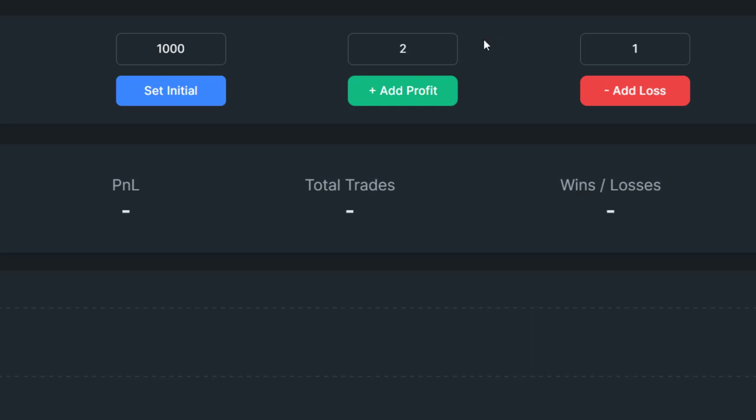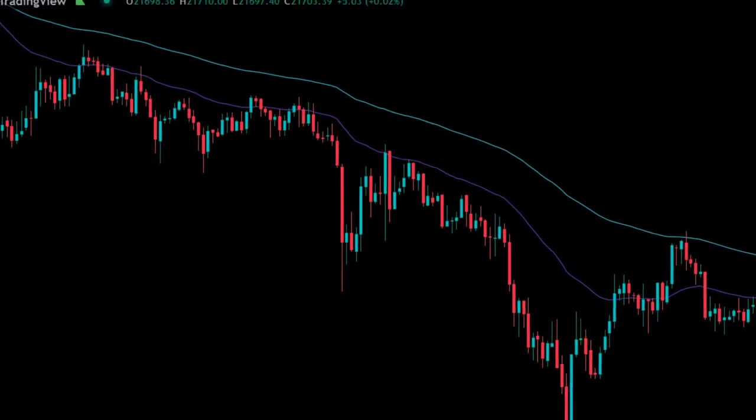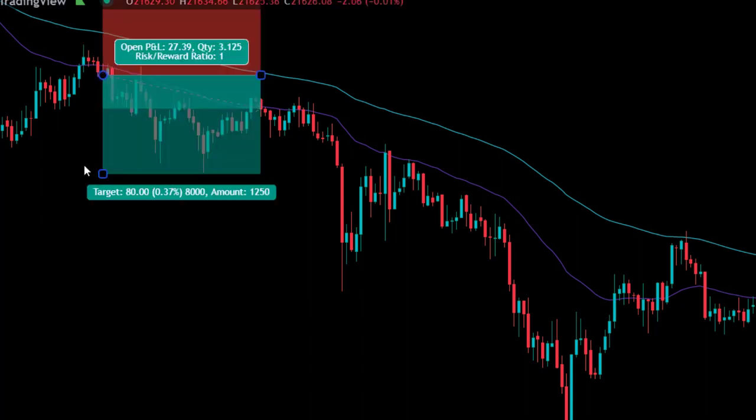As you know, we use a risk-reward ratio of 2 for this strategy, and after each position opened, I update my $1,000 account value so that it moves live with my backtest session. Let's get started.